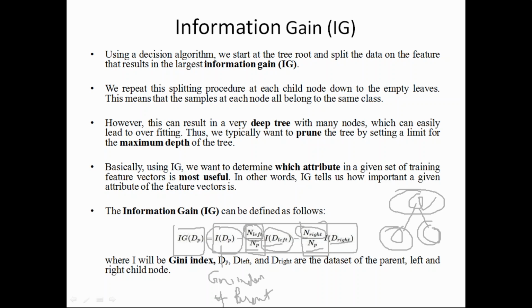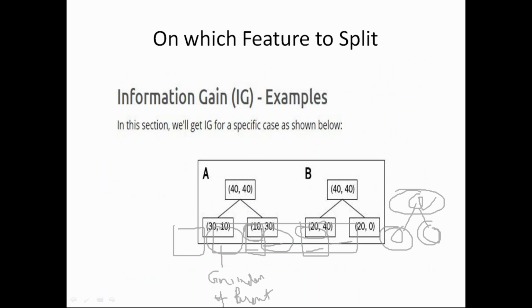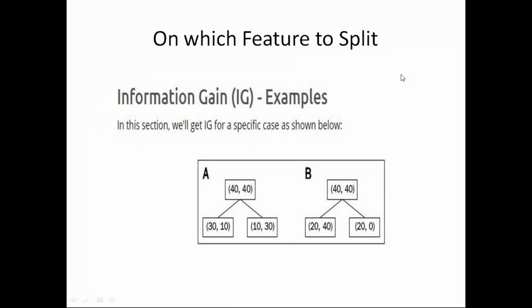And the feature with the highest information gain will be the first feature on which the splitting will be done. The attribute with the highest information gain will be the attribute on which the splitting will start. So let us take an example of this information gain, because if you just stick to the theory, it will become a little confusing. So we will see a typical example.